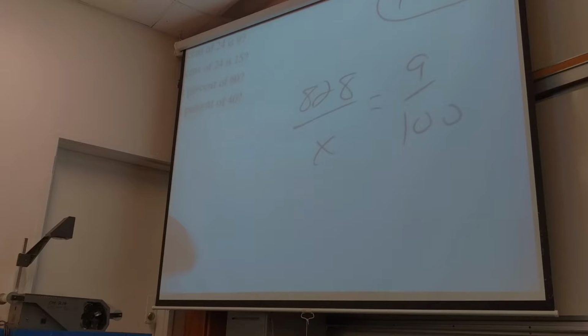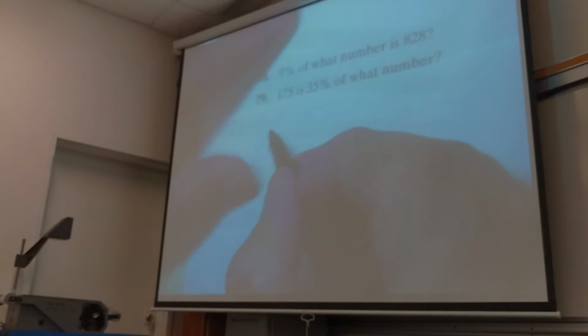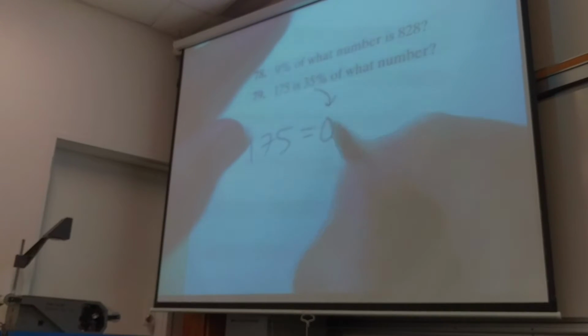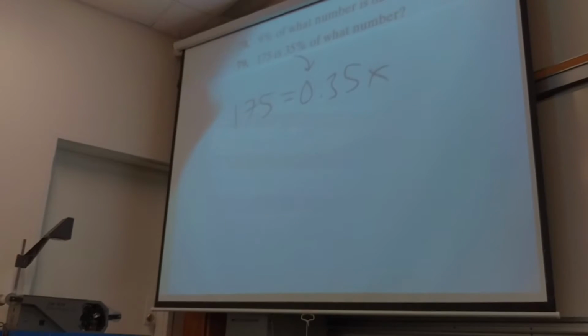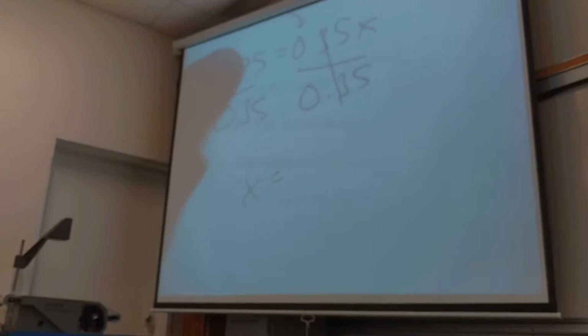But to me, there are so many places to make a mistake there. So what about this next one? 175 is, how do I write that so far? 175 equals 0.35 times, I don't know. Yeah, be careful. And then again, you divide by the number you don't want. And what do you get there when you do that? 500. Okay.